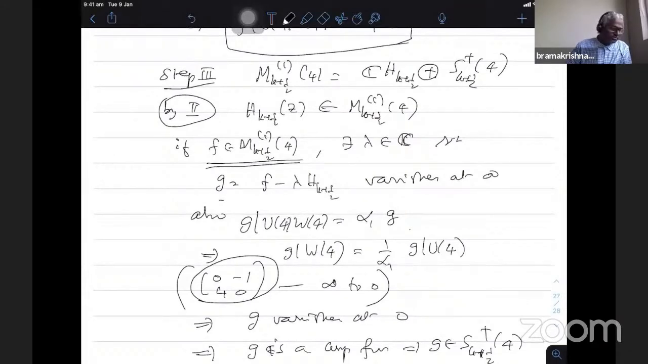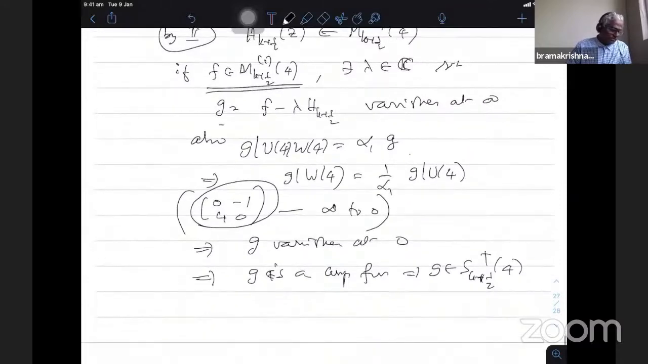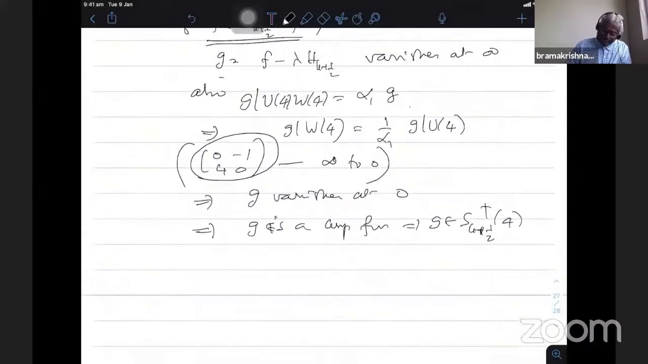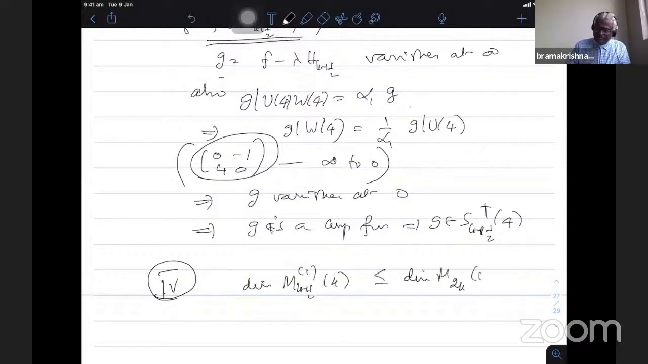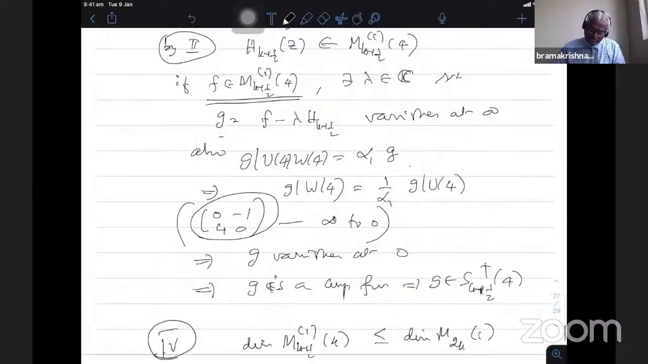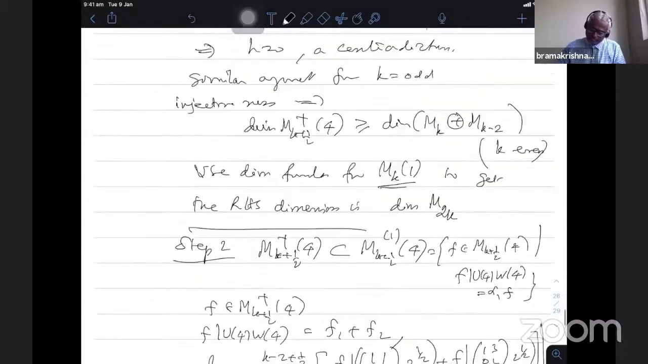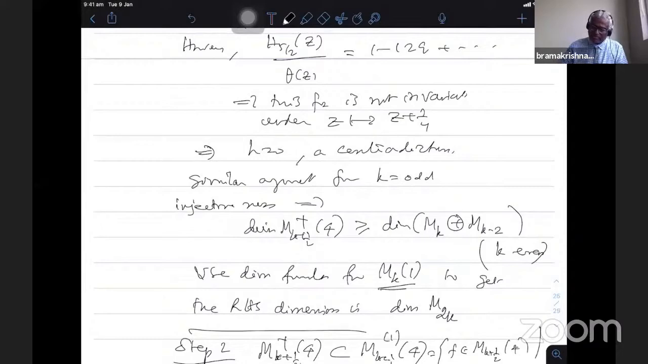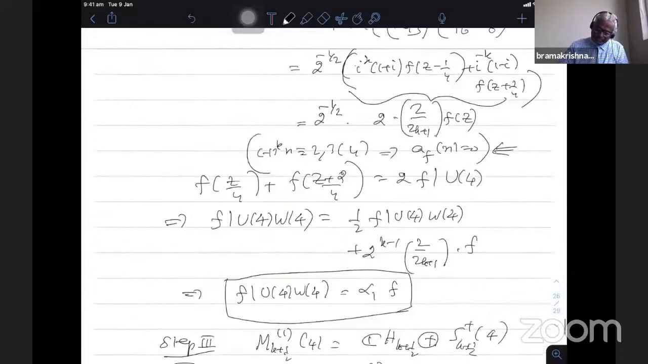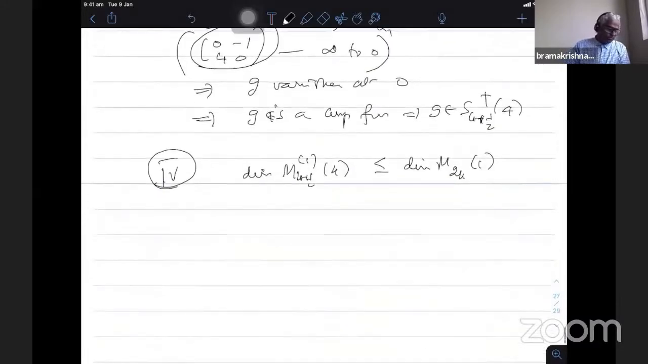So next is step 4, the dimension. So the dimension of M_{k+1/2}^+(4) is less than or equal to the dimension of M_2k(1). So previously we saw that M_2k(1) is more than the previous one. What is the dimension inequality? Yes, the dimension of M_2k is greater than or equal to the dimension of M_{k+1/2}^+(4). Similarly, this holds for S_{k+1/2}^+.